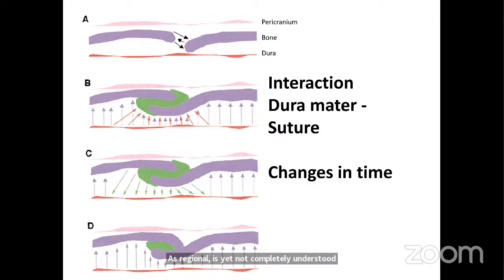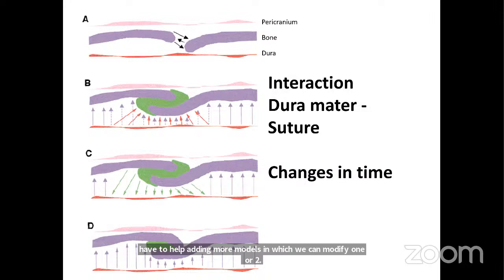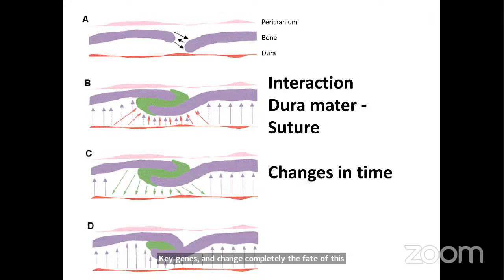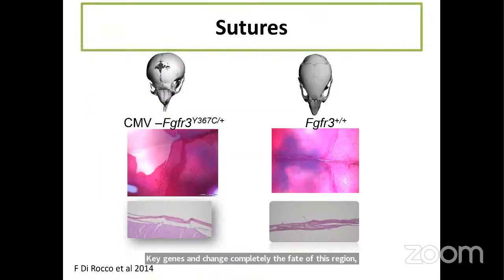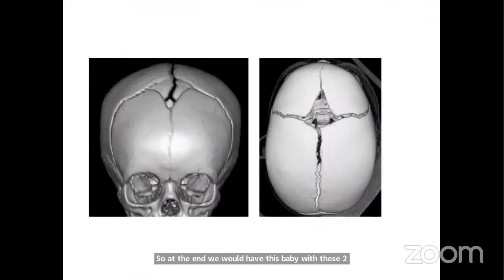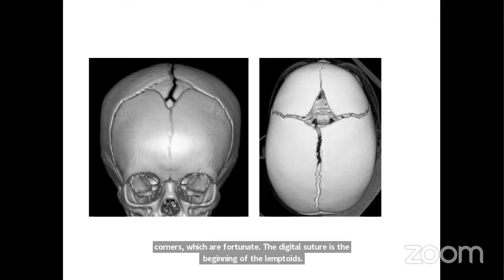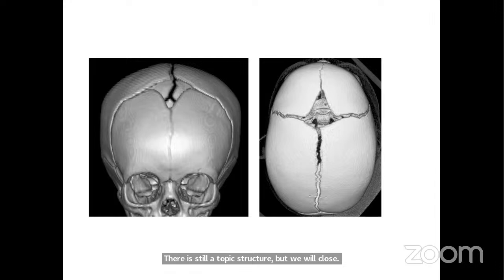We have the help of animal models in which we can modify one or two key genes and change completely the fate of this region, but still the complete functioning is yet not completely understood. So at the end, we will have this baby with this suture. You see the two coronal sutures, the anterior fontanelle, the sagittal suture. You see the beginning of the lambdoids. There is still a metopic suture, but it will close physiologically around 7 to 9 months of age.